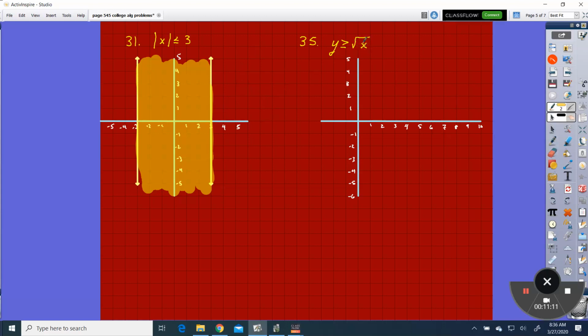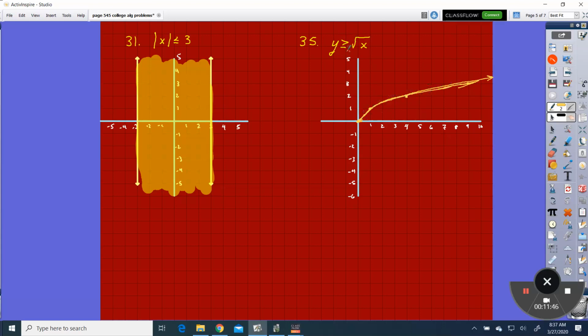If I plug in 0, the square root of 0 is 0. If I plug in 1, the square root of 1 is 1. If I plug in 4 for x, the square root of 4 is 2, so that means y equals 2. If I plug 9 in for x, the square root of 9 is 3, so that means y would be equal to 3. So solid line again. Connect those dots. You're supposed to connect those dots. There, now they're connected. Not prettier, but they're connected.